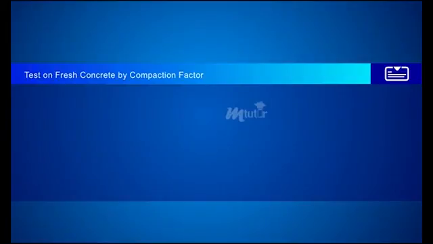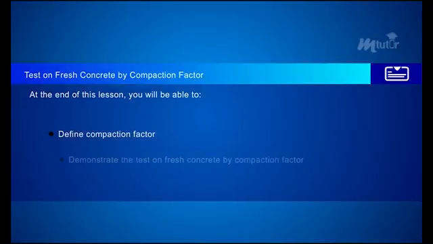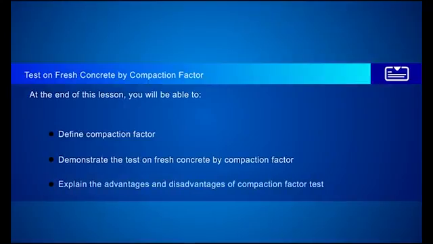Test on fresh concrete by compaction factor. At the end of this lesson, you will be able to define compaction factor, demonstrate the test on fresh concrete by compaction factor, explain the advantages and disadvantages of compaction factor test.